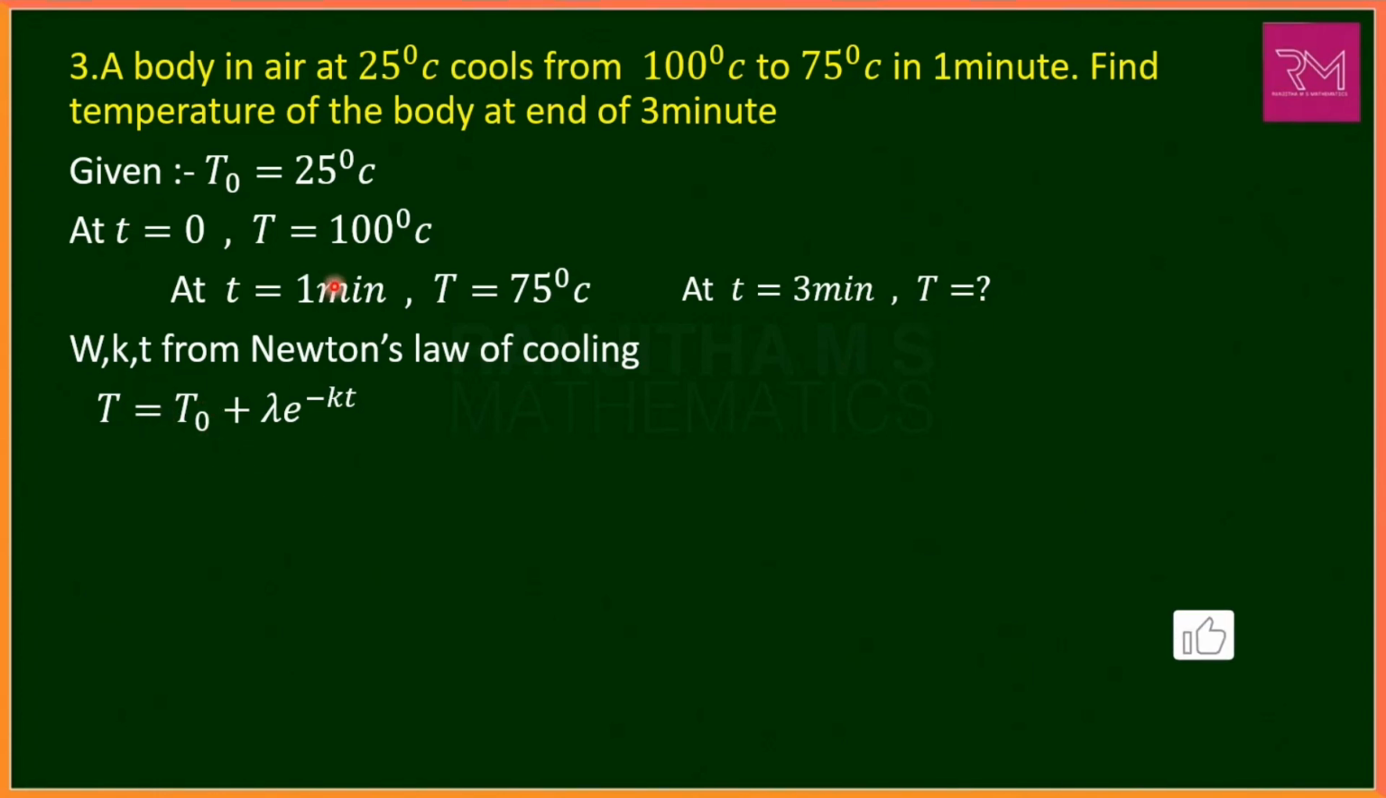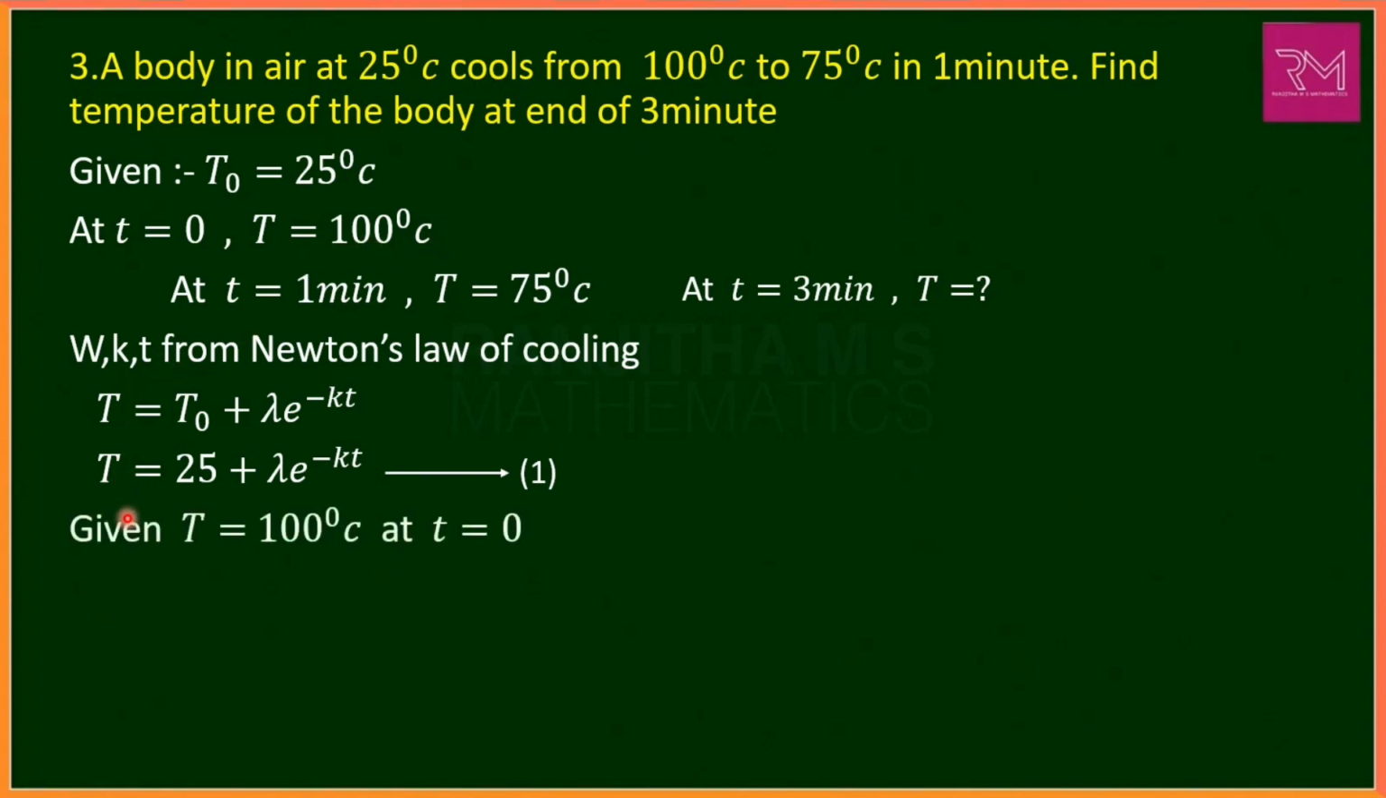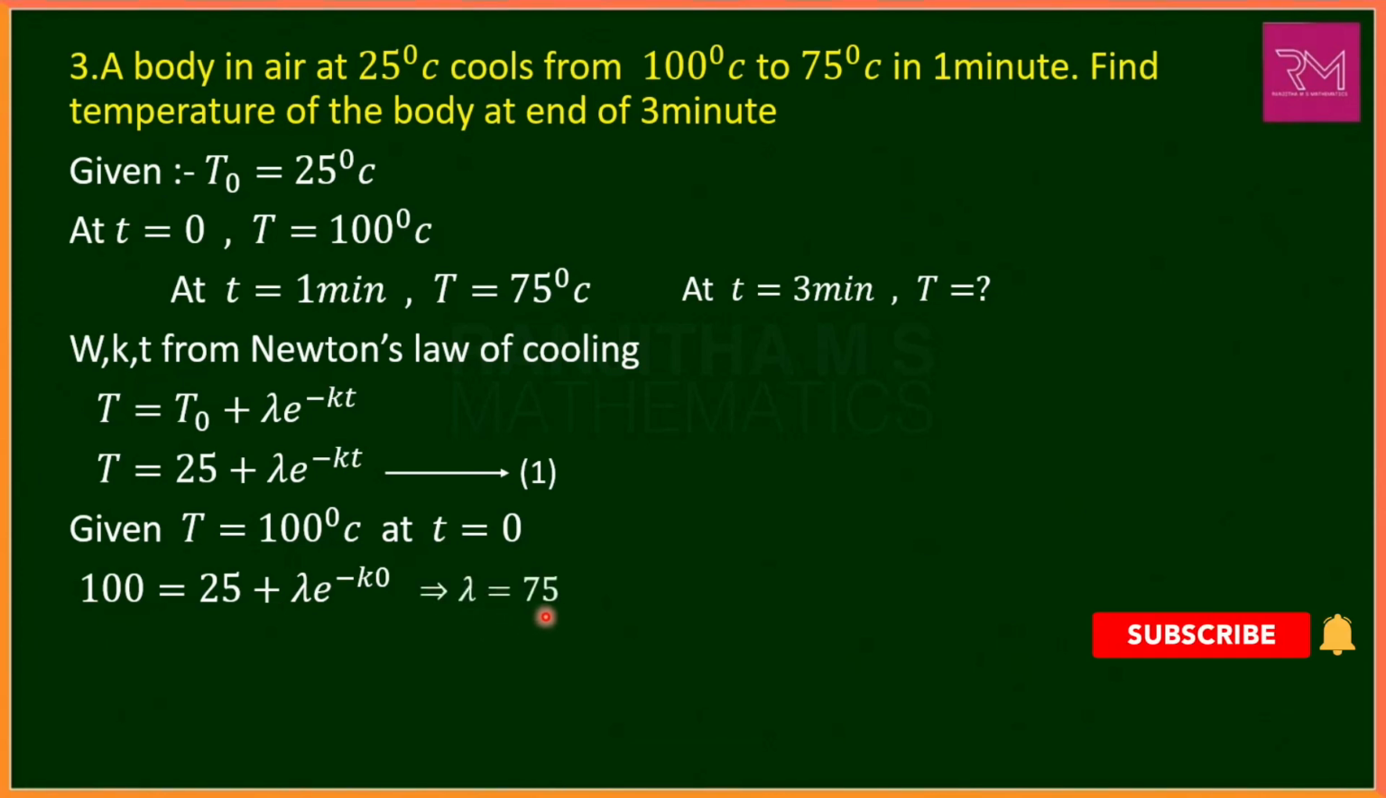Substituting T0 as 25 degrees Celsius, we get T is equal to 25 plus lambda times e to the power minus kt. Call this equation number 1. Now take the given data. At t equal to 0, the temperature is 100 degrees Celsius. Substituting, T is 100, which is equal to 25 plus lambda times e to the power minus K times 0. Here 0 times K is 0, and e to the power 0 is 1. Taking 25 to the left hand side, 100 minus 25, we get the value of lambda as 75.